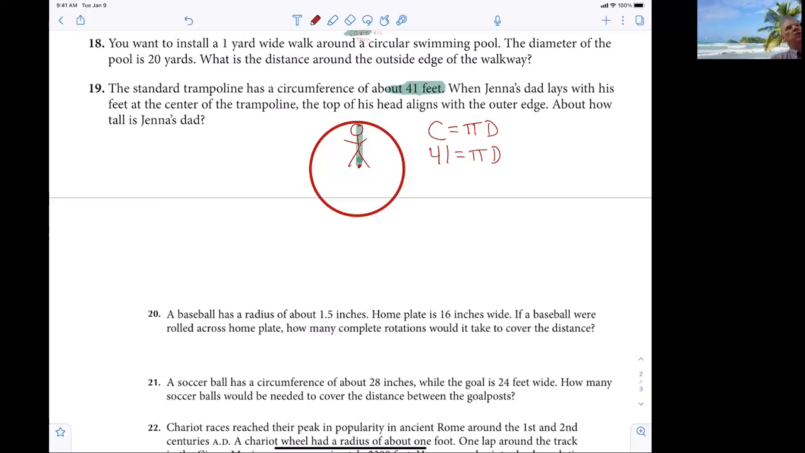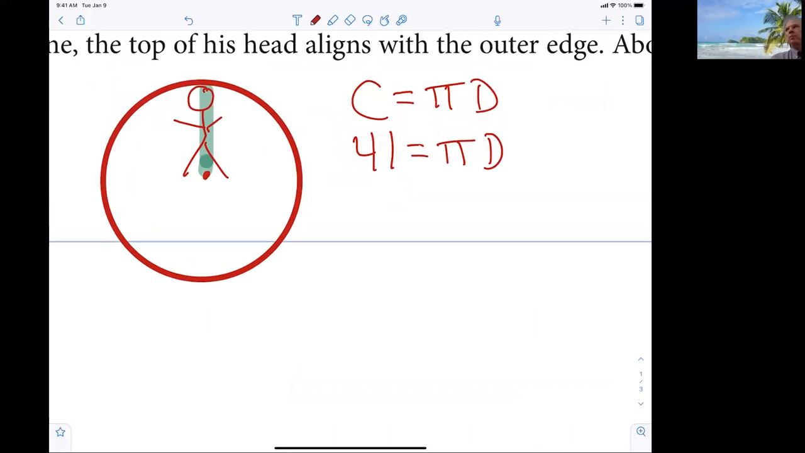So now what do I have to do to solve this? Come on now, we're ready for algebra now. How do I solve this equation? I'm trying to find D. Yeah, 41 divided by pi, very good. So I want everybody to write down D equals 41 divided by pi. And then tell me what that is.